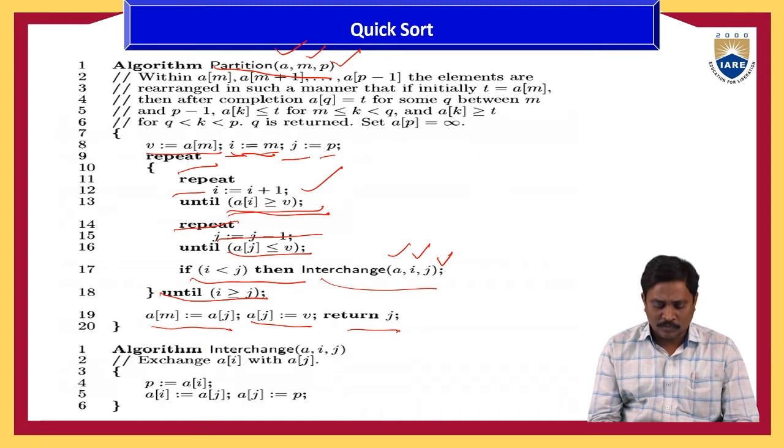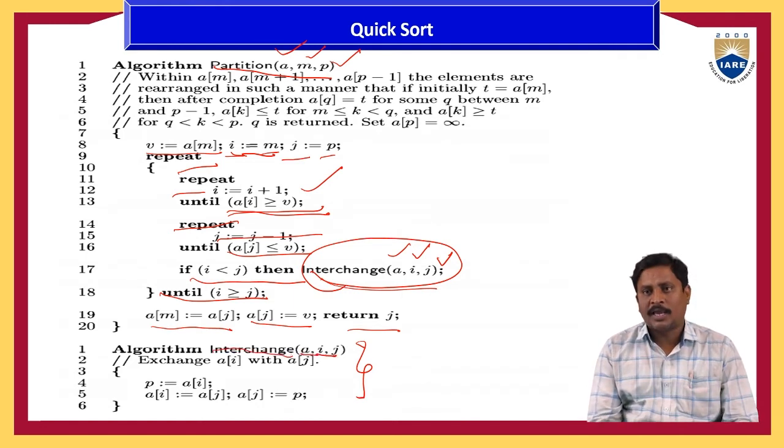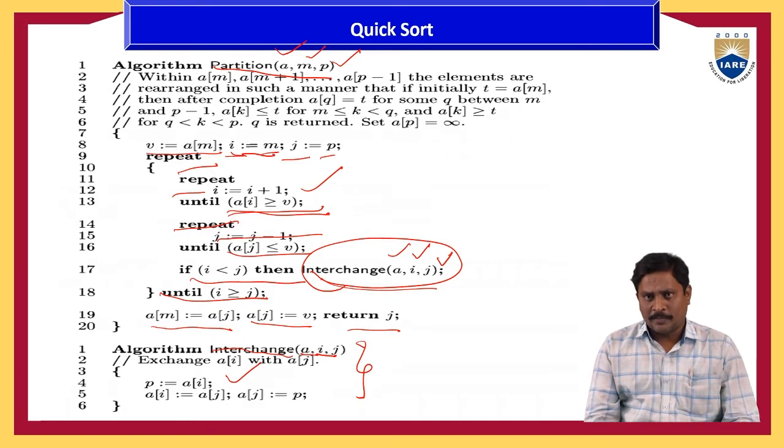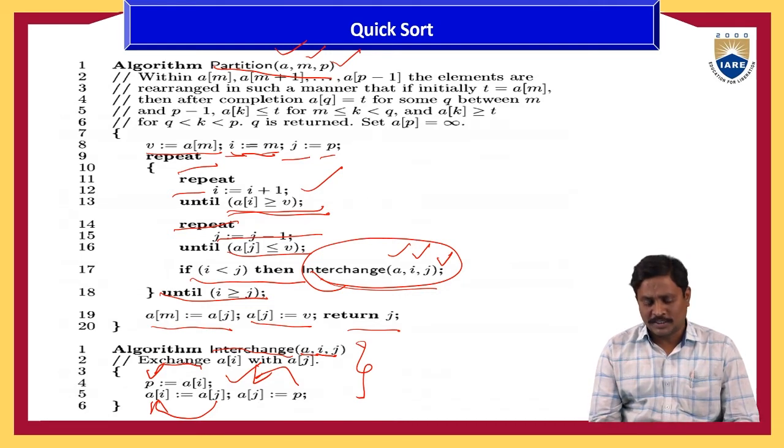For exchanging the values, we use one more algorithm. Here we call that sub algorithm interchange of I comma J, where the A of I value is interchanged with the A of J value. For that we write P equal to A of I. P is the element which we take temporarily to interchange the values. So the A of I value is stored in P. Next the A of J value is stored in A of I. Then P is assigned to A of J. Now you observe that the A of J value is stored in A of I, and in A of J we store the A of I value. That means we interchange the two values using this interchange algorithm.